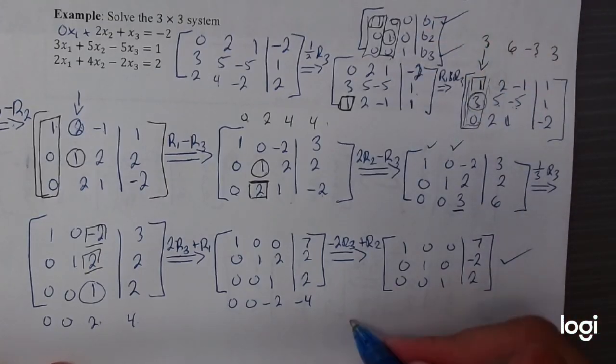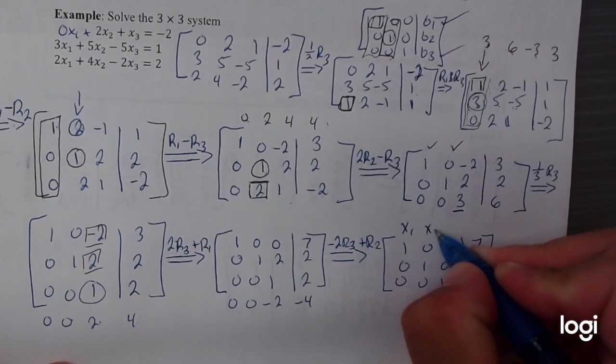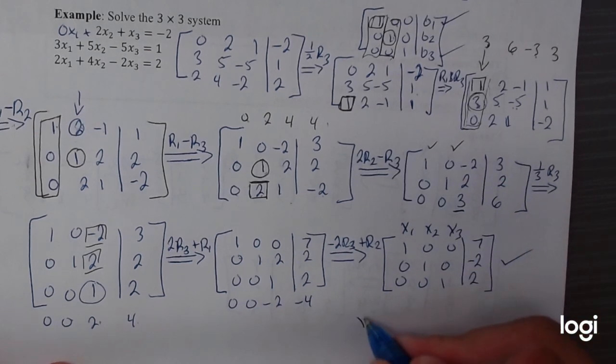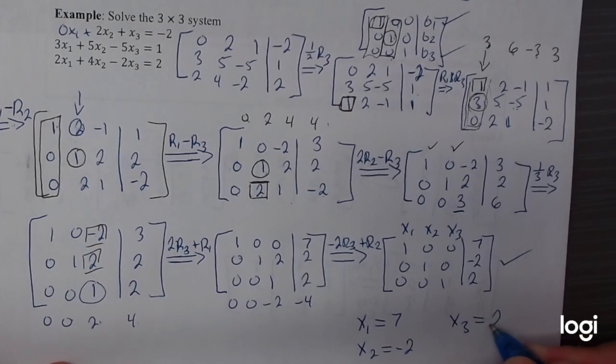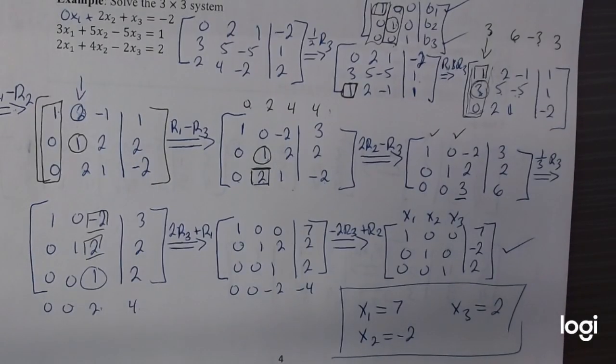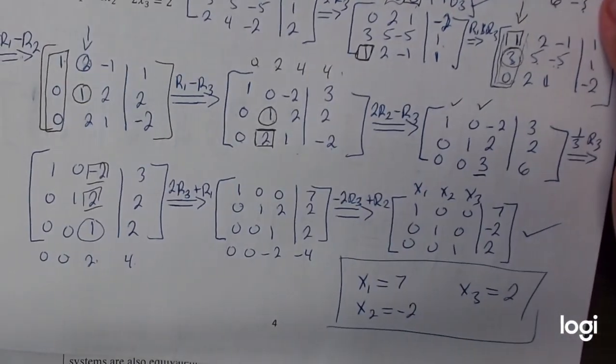So remember what this is saying: this is x1, x2, x3. So this is saying x1 equals 7, x2 equals -2, and x3 equals 2 in this system. There we go. So I just have extra space here just in case you needed more space to do this process. That's why there's a bunch of space there.